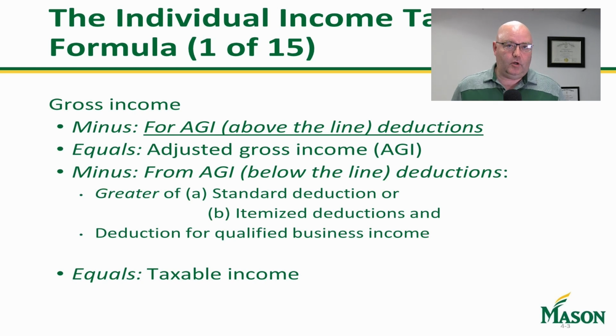And so again, your gross income minus your deductions for AGI or above the line deductions are going to get you to your adjusted gross income. Adjusted gross income minus your itemized deductions or your standard deduction, whichever is greater. And we're going to talk about that really in detail in Chapter 6, so I'm not going to get too much into the weeds here. That's going to get you down to a line that's going to allow you to take a deduction for qualified business income deduction. That's going to be hit a lot in Chapter 9.